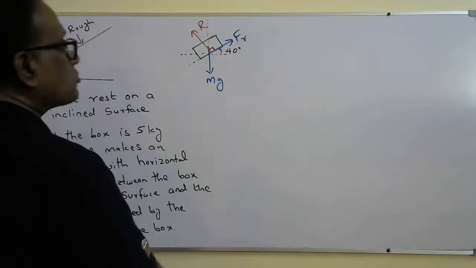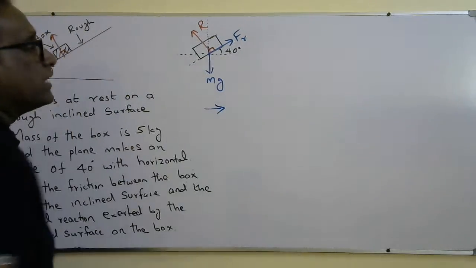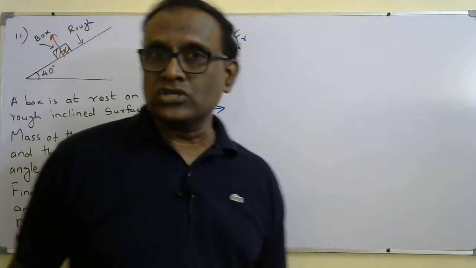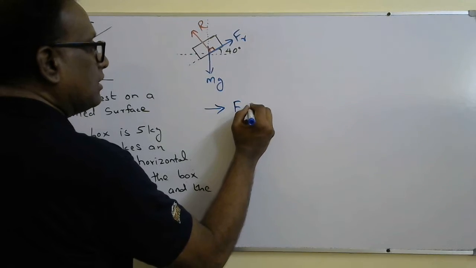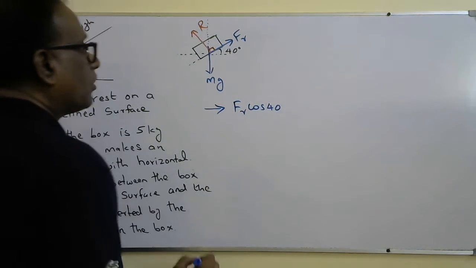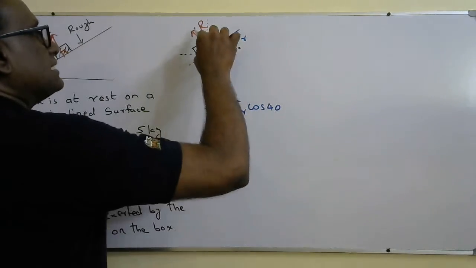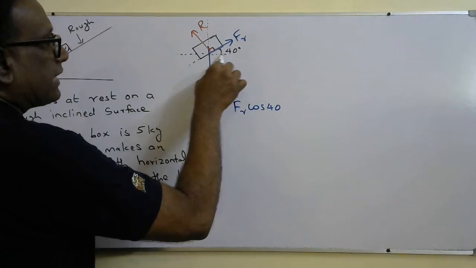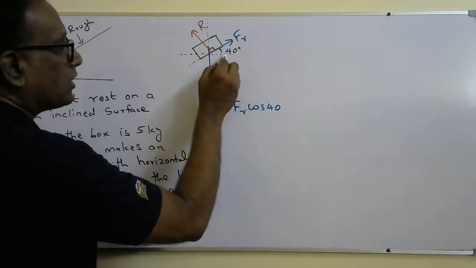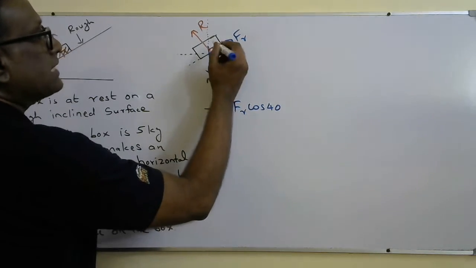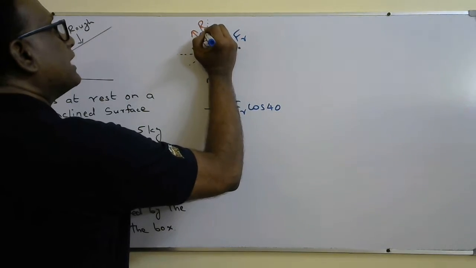If I resolve all the forces horizontally and equal to 0, one by one we'll resolve it. Mg is already vertical, so that won't have any horizontal component. This one, Fr cos 40. Then if I resolve this R, this is 40 with this line, this is 90 degree. You can see this is 90 degree, the vertical weight and this horizontal dotted line. This is 40 means this will be 50. So this will be 40 degree.